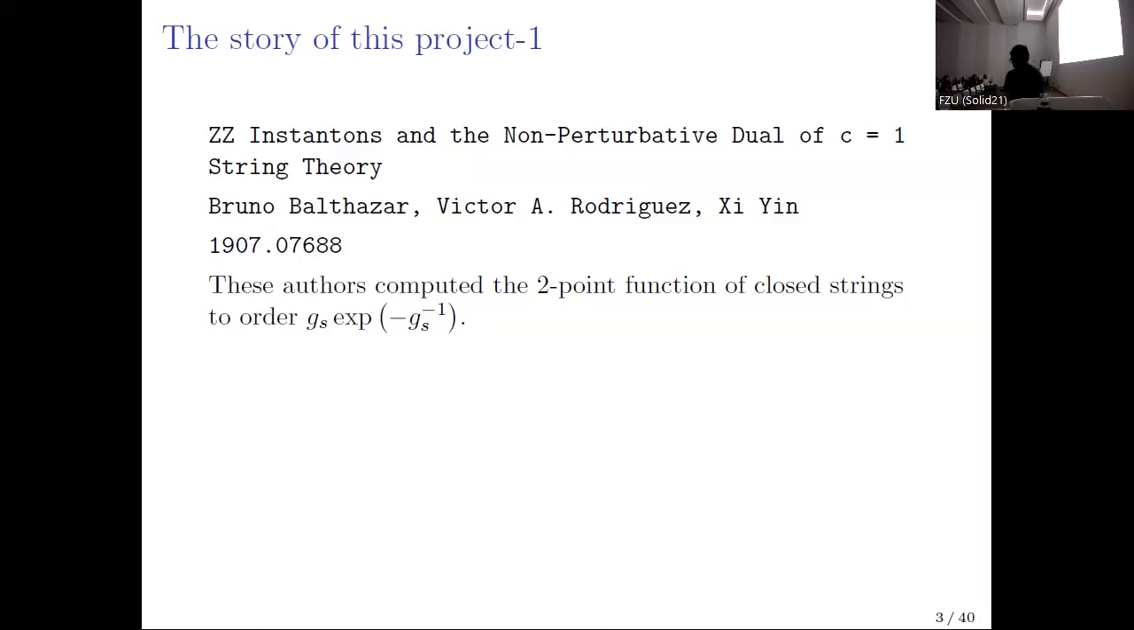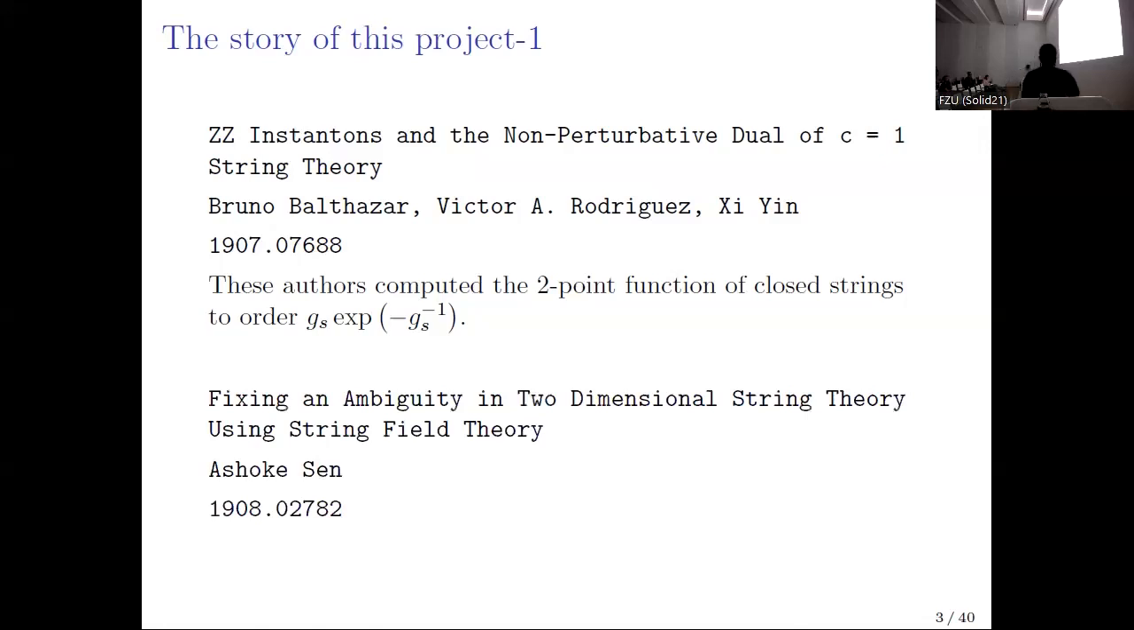But the string theory result had some unfixed numbers. They could not fully compute the string theory answer, but they sort of knew what it had to be. If you believe in the duality, then you know what those numbers have to be. But then Ashok Sen, just a month later, wrote this paper and a series of follow-up papers in which he showed how string field theory could provide an independent calculation of these numbers. And they match with the matrix quantum mechanics prediction.